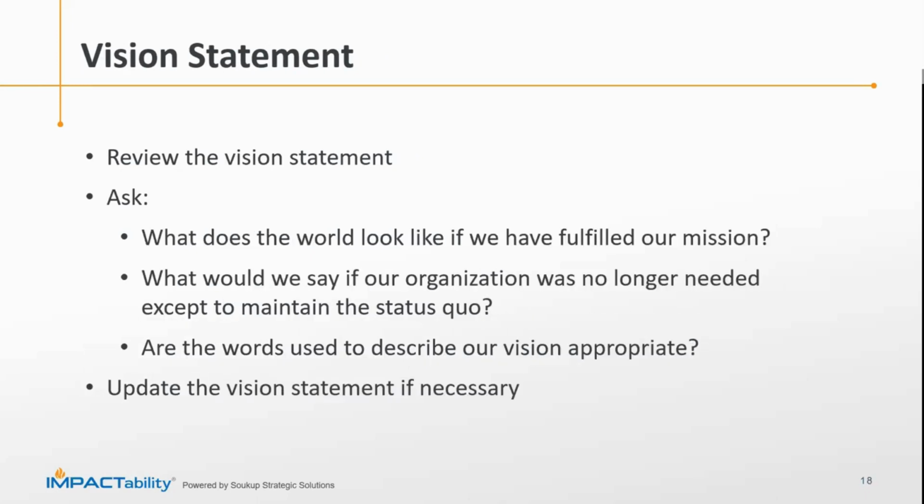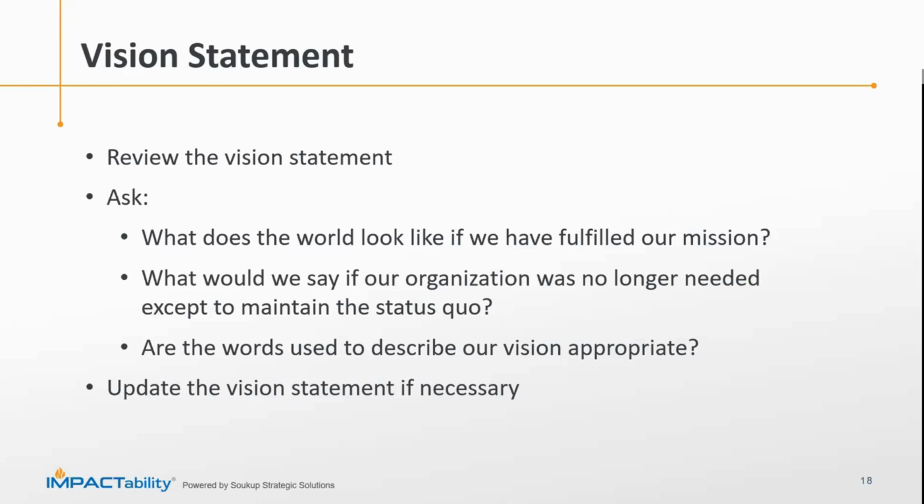Then we look at the vision statement, and a lot of vision statements are not really vision statements. They're mission statements restated in a different way. So if it's not really a true vision statement, we'll ask the leaders of the organization to consider, what would the world look like if we have fulfilled our mission?